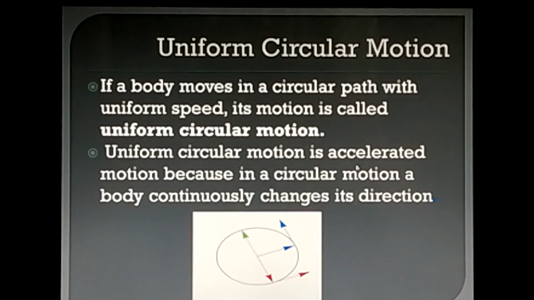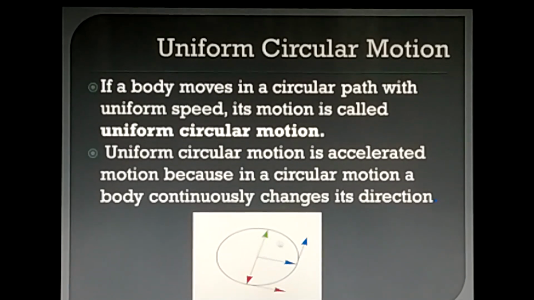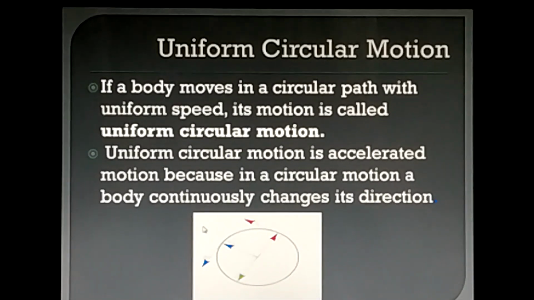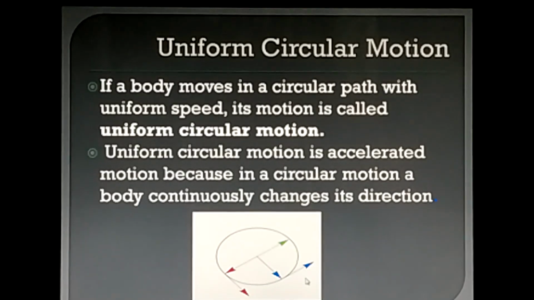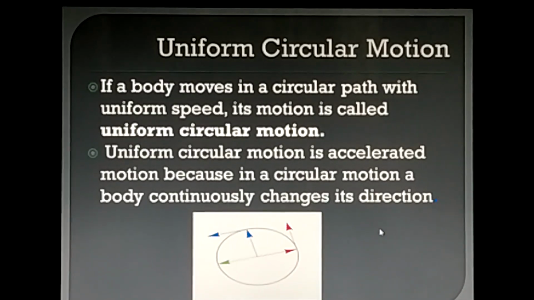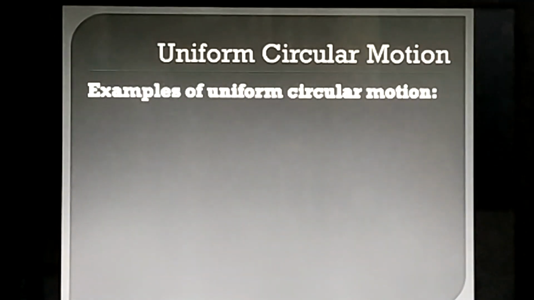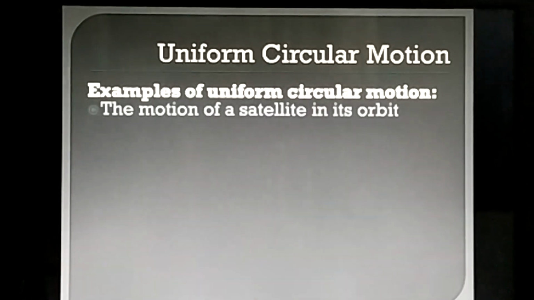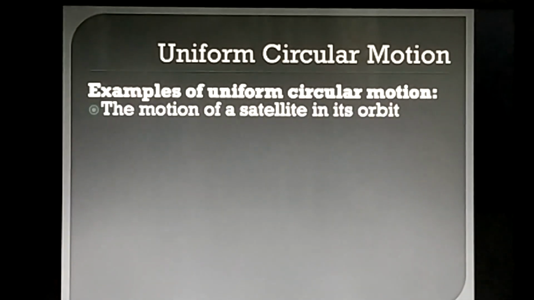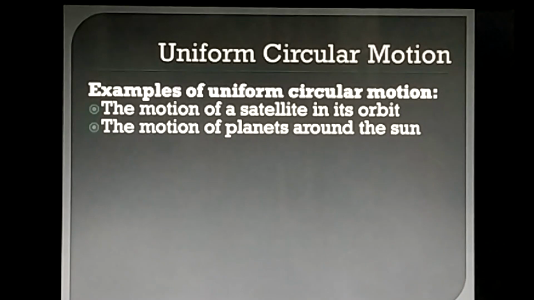It is also known as the accelerated motion. And why is it known as accelerated motion? Because the body continuously changes direction. You can see in this arrow also that with the circular motion, it is changing its position, direction. Next, examples of uniform circular motion: the motion of a satellite in its orbit, the motion of planets around the sun. So these are examples, and there are many other examples of uniform circular motion also.